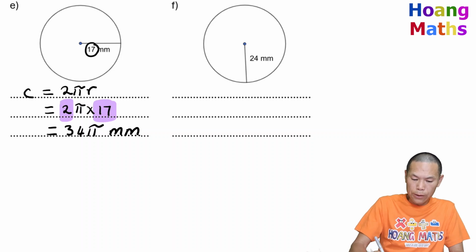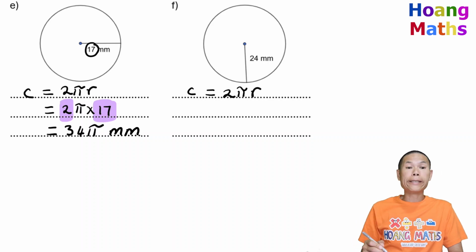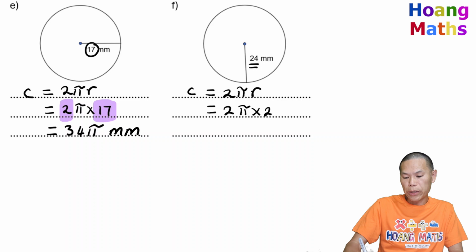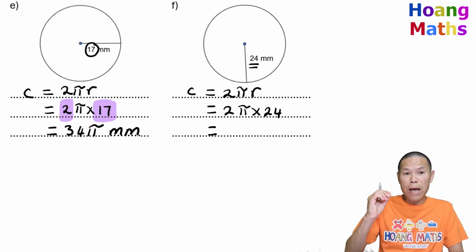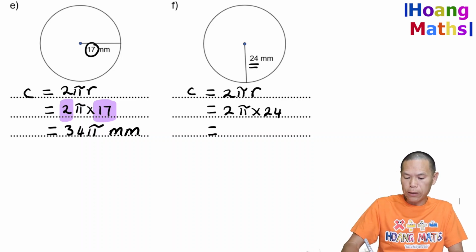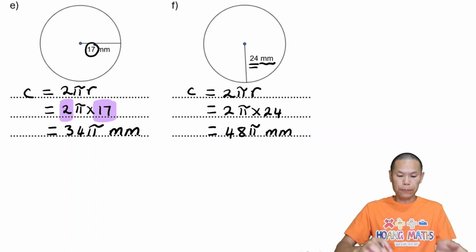Part F. So circumference C is 2 pi times the radius. And in this case, the radius is 24. So that is equal to 2 pi times 24 because the radius is 24. So we just go 2 times 24. If you put it on a calculator, it gives me 48. So that is 48 pi. And don't forget the units. So it's millimeters. So there you go.